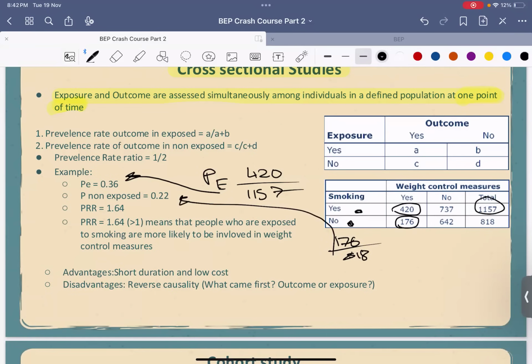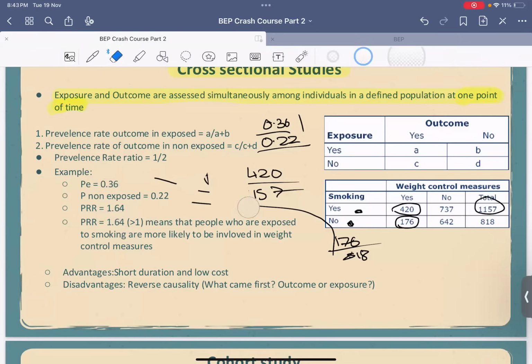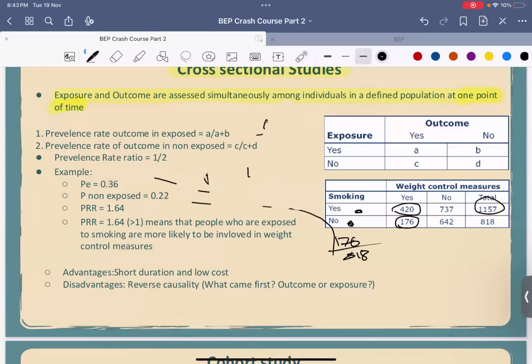Then we divide 0.36 over 0.22. So what does this tell us? It gives us 1.64. This tells us that people who are exposed to smoking are 1.64 times more likely to be involved in weight control measures. This is why we do the ratio, to give us how much more likely.